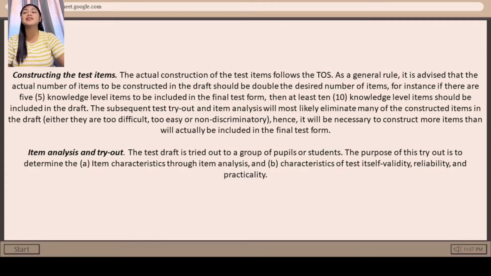Item analysis and tryout. The test draft is tried out on a group of pupils or students. The purpose of this tryout is to determine the item characteristics through item analysis, and the characteristics of the test itself: validity, reliability, and practicality.